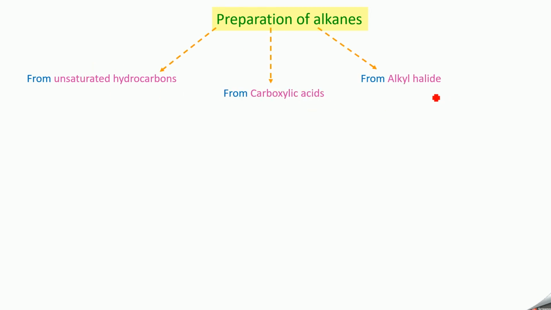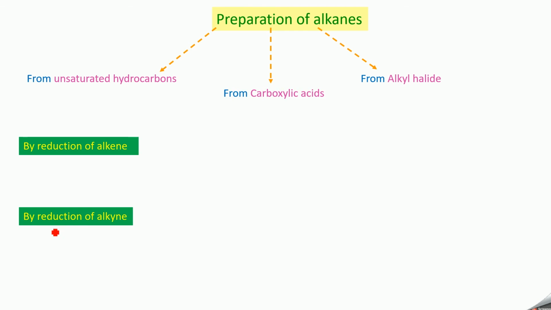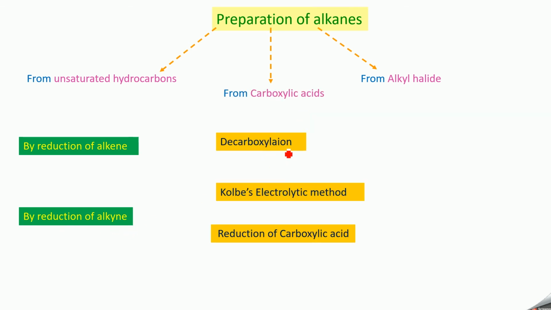They are the naturally occurring sources. But alkanes can also be prepared by the following methods: from unsaturated hydrocarbon, carboxylic acid, and from alkyl halide. From unsaturated hydrocarbon, you can use reduction of alkene and reduction of alkyne. From carboxylic acid, you can do decarboxylation, Kolbe's electrolytic method, and reduction of carboxylic acid.